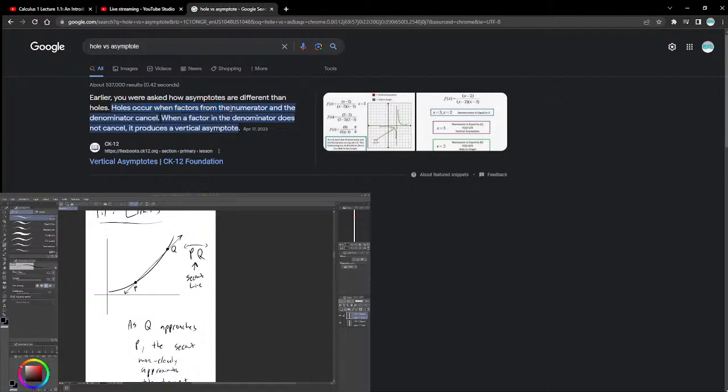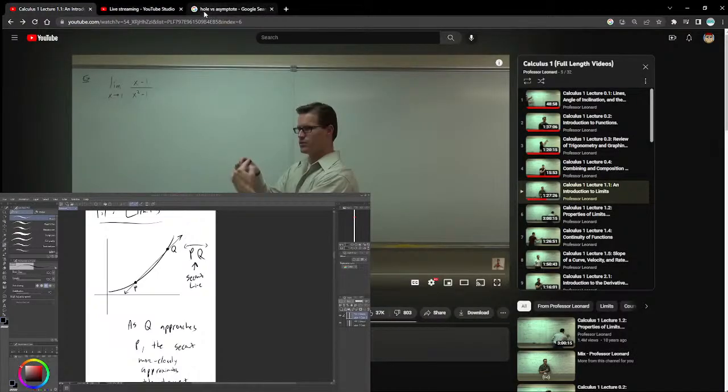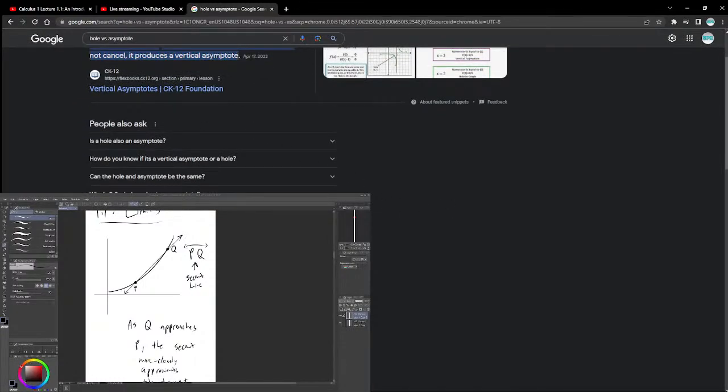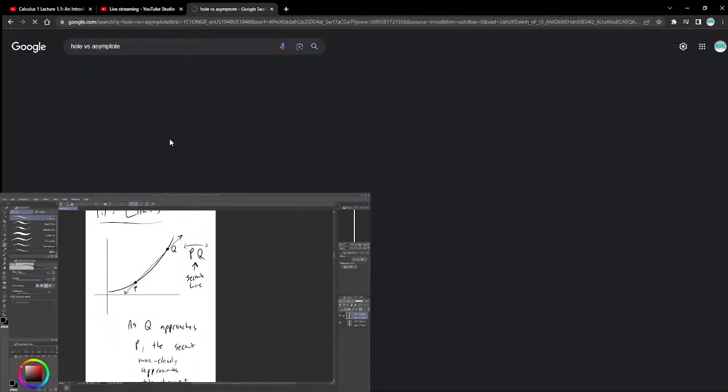Holes occur when factors from the numerator and the denominator cancel. When a factor in the denominator does not cancel, it produces a vertical asymptote. Okay, these cancel. I see. But what do you get whenever you plug something in to make it a hole?